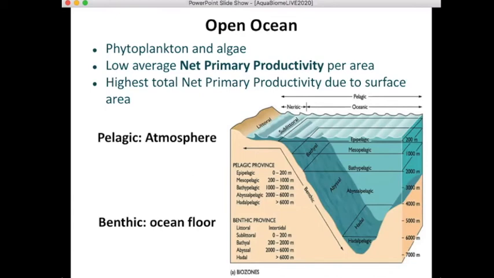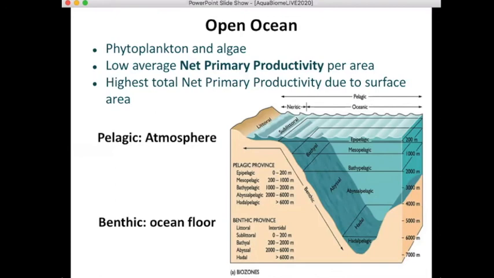But because the ocean is so huge, there's so much of it. It has so much surface area that if we take every little phytoplankton and algae, the open ocean is actually the most productive biome in the world. Okay, it even outdoes swamps and marshes and tropical rainforest. Only because it's gigantic. Once again, if you see the word benthic, try to remember bottom.